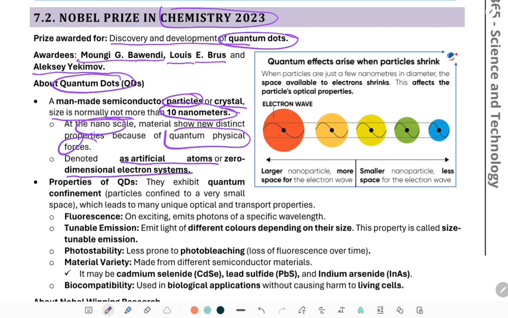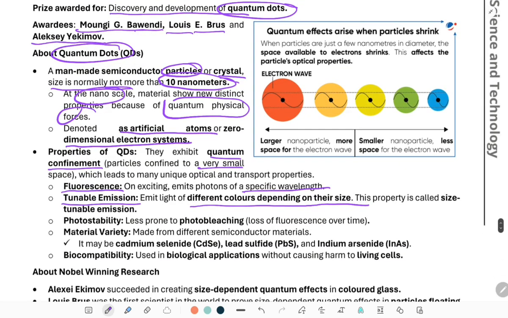Properties of these quantum dots: they exhibit quantum confinement, with particles confined in a very small space, and fluorescence, on excitation emitting photons of a specific wavelength. Tunable emissions: they emit light of different colors depending on their size, and photostability, being less prone to photobleaching. Then material variety and biocompatibility: used in biological applications without causing harm to living cells.